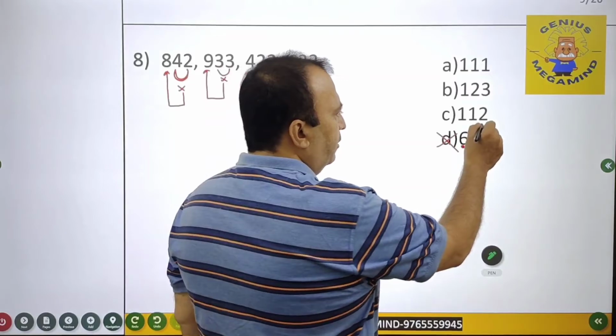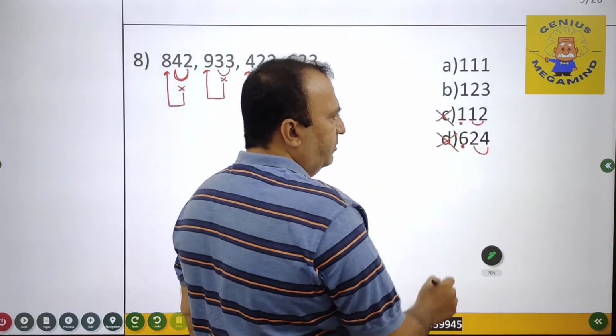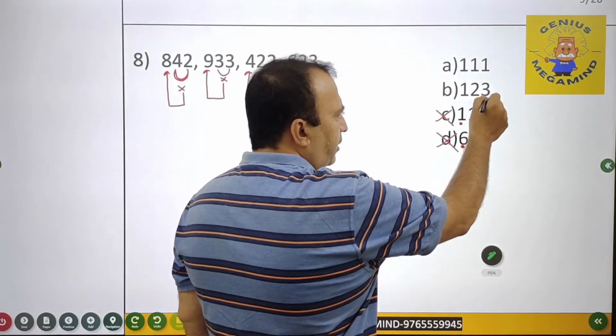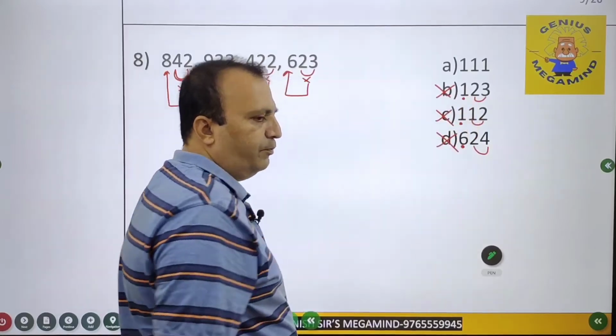Then the C option, 2 1s are 2. Over here is what? 1. So this is also not possible. Then the B option, 3 2s are 6, but over here it is what? 1. So this is also not possible.